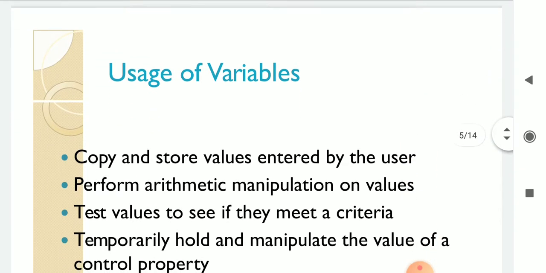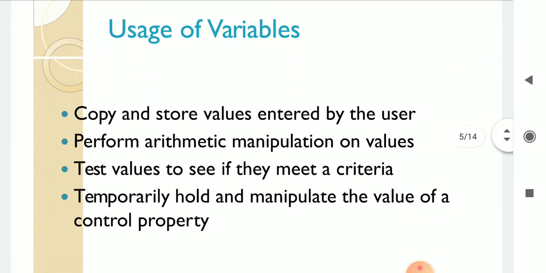Uses of variables. How can we use variables? Variables are used to copy or store values. The value may be entered by the user, or you can give the value while you are creating the variable. Variables are used in arithmetic manipulations. Variables are used in testing values. Variables hold temporary data while the program is running in memory.